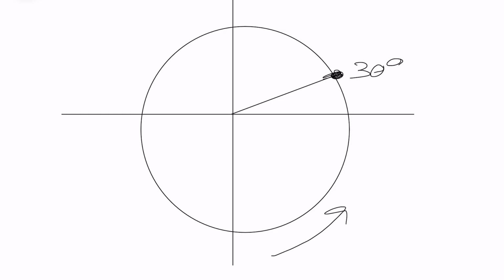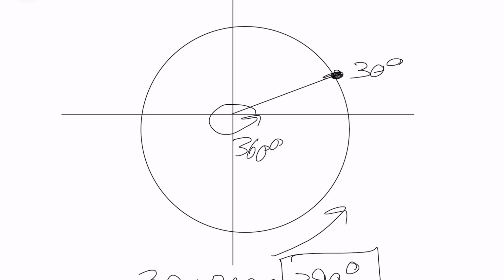So we took one full rotation. How many degrees are in one circle? This is 360 degrees. So the next coterminal angle is one full rotation. So that is 360 more degrees. So now we're at 390 degrees. This is the positive coterminal angle.